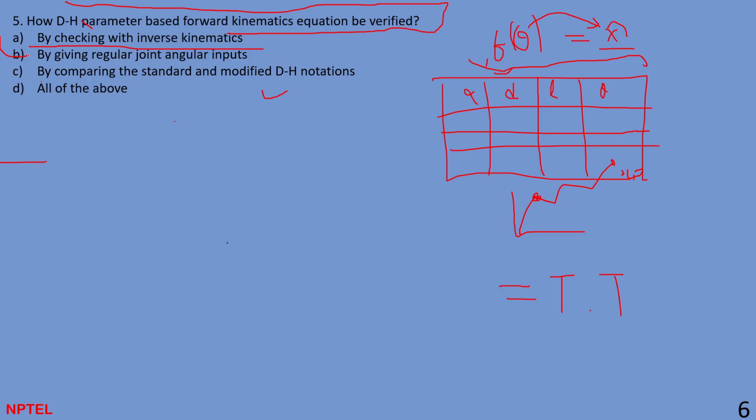Then coming to the B option, by giving regular joint angular input. How is that possible? If you give a joint angular input, what is the joint angular input? You differentiate this, and that is the x dot.